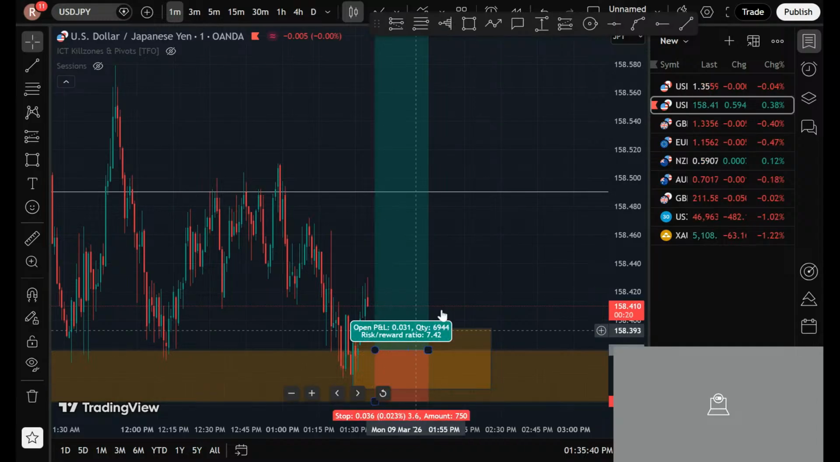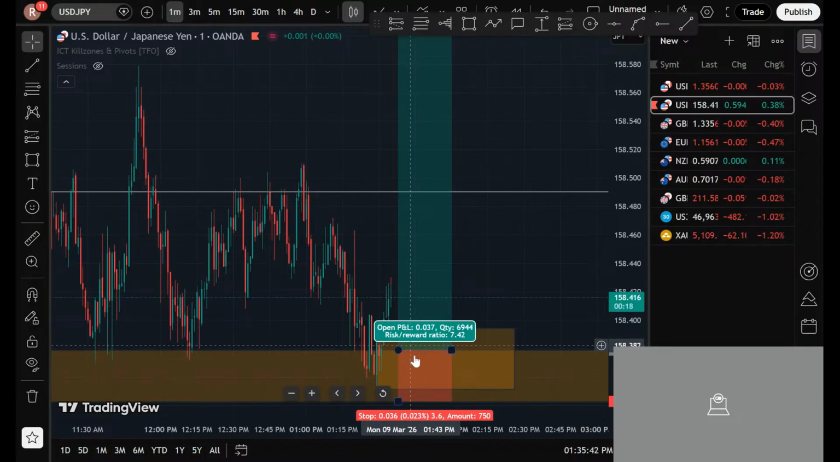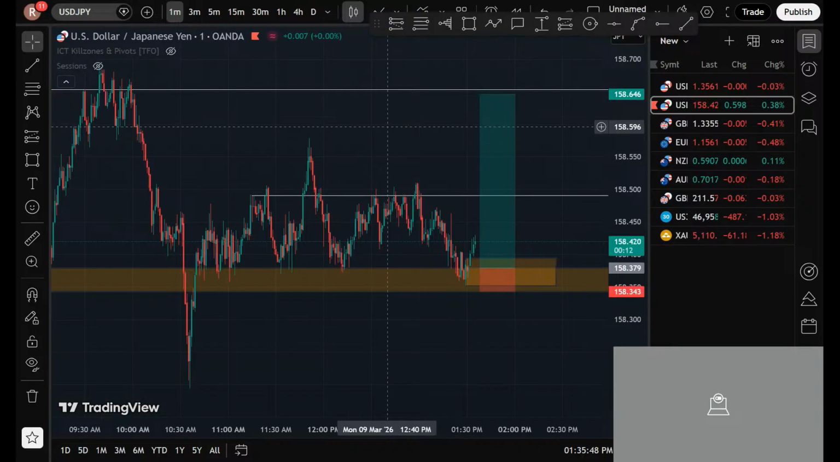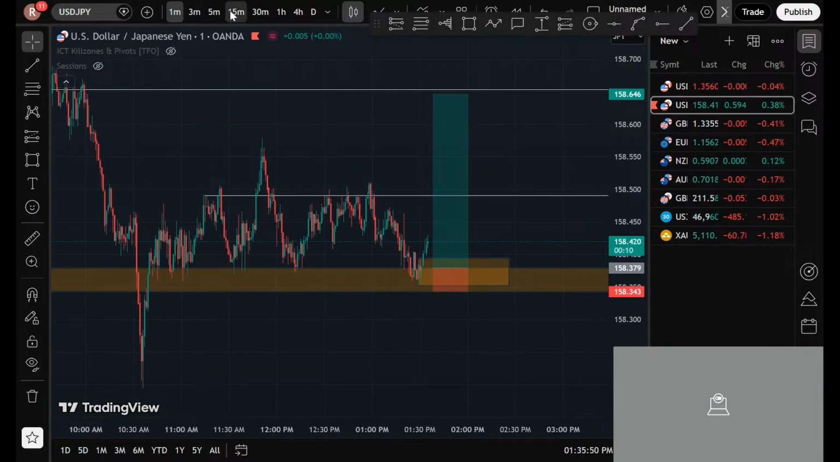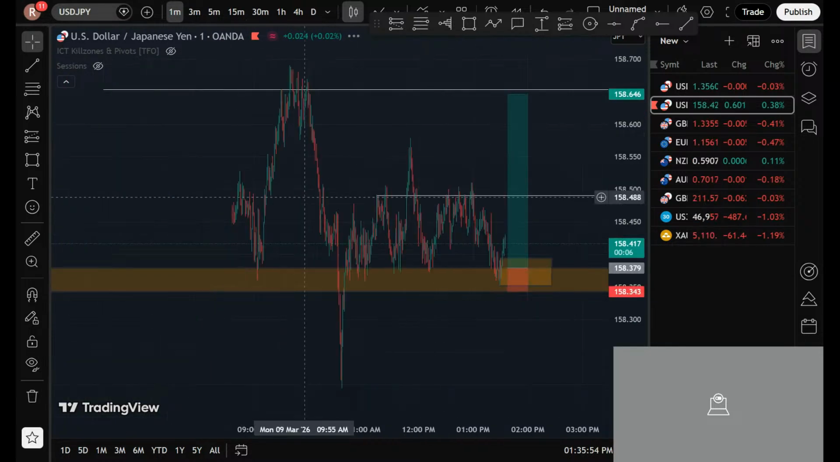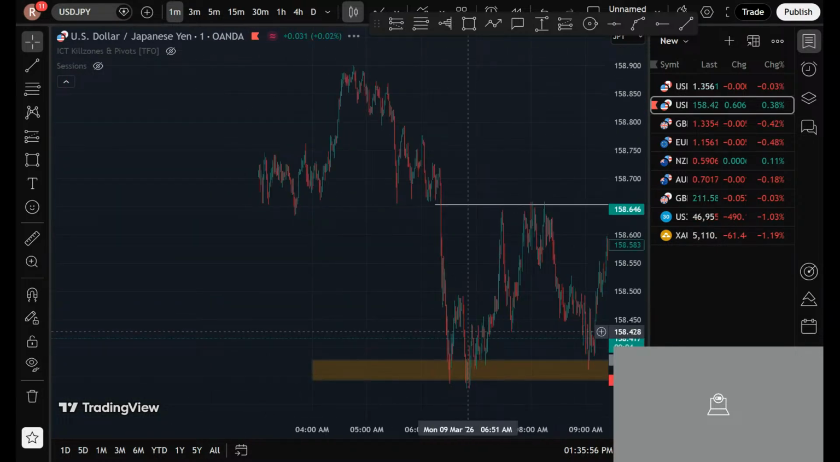But I will be waiting for this area, and I'll be waiting for some kind of rejection, because this is kind of choppy area at 15 minute as well. This is the low of the range. So I am interested. Else I would not be interested.